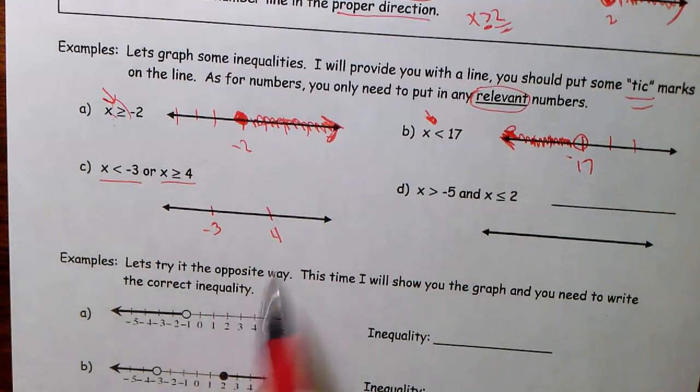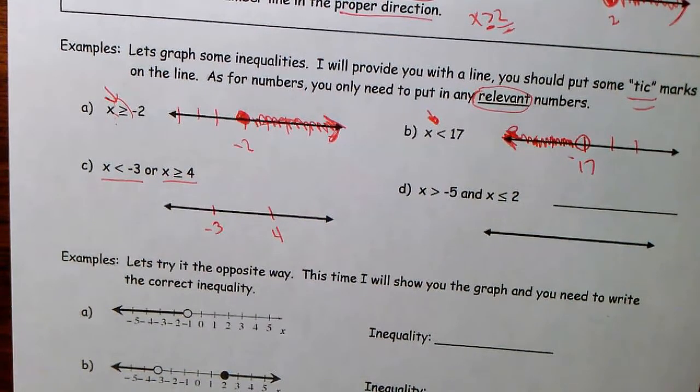And you want to make sure you always put the bigger number to the right of the smaller number. And I generally do not put any more tick marks in, though you can if you want to. But then you've got to count the right number of tick marks between -3 and 4, and I don't really want to do that.